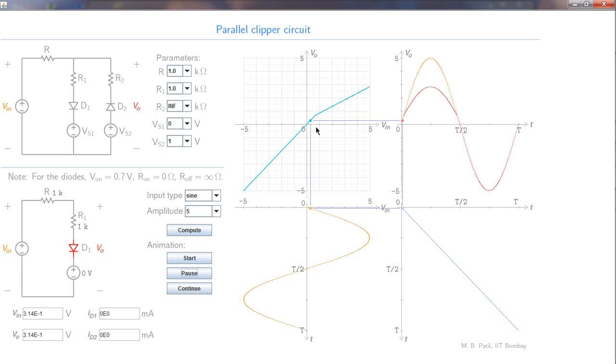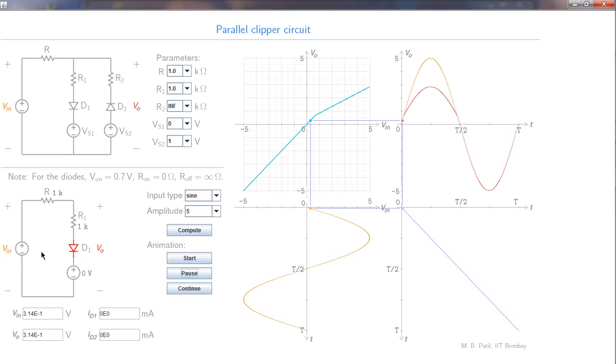Okay, if Vi is less than 0.7, then the diode is off, and therefore no voltage drop here, and VO is then equal to Vi. That is this line here with a slope equal to 1 and passing through the origin. When the diode does conduct, that is when Vi is greater than 0.7 volts, you can work out the relationship between VO and VI following the method that we discussed earlier.